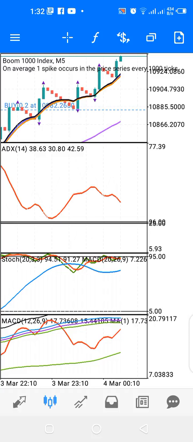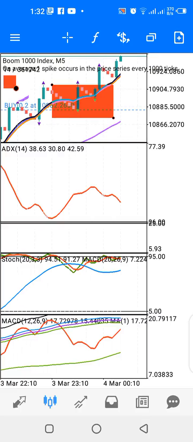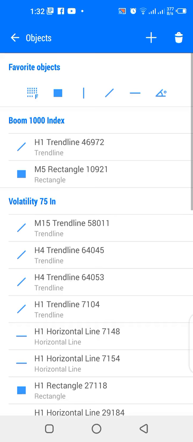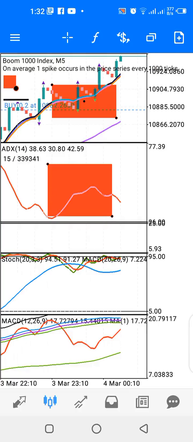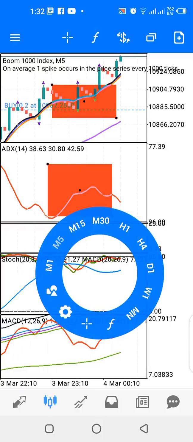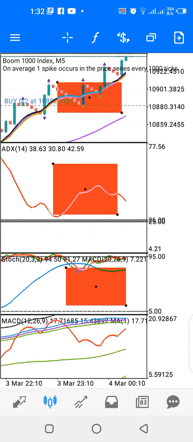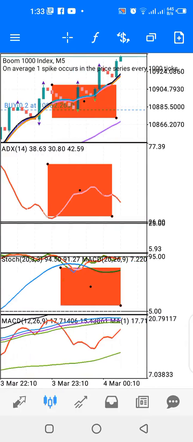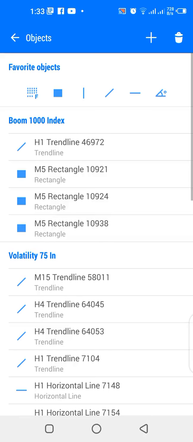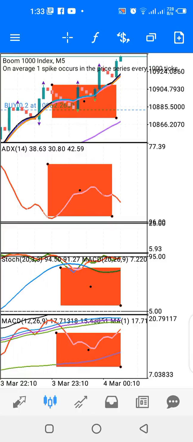I have the indicator window one. This is my main window. This is indicator window 1. This is indicator window 2. Alright. Then I have one more window, indicator window 3.